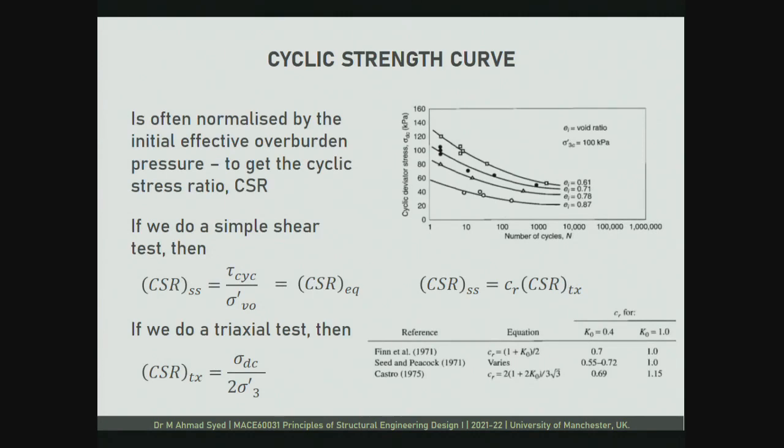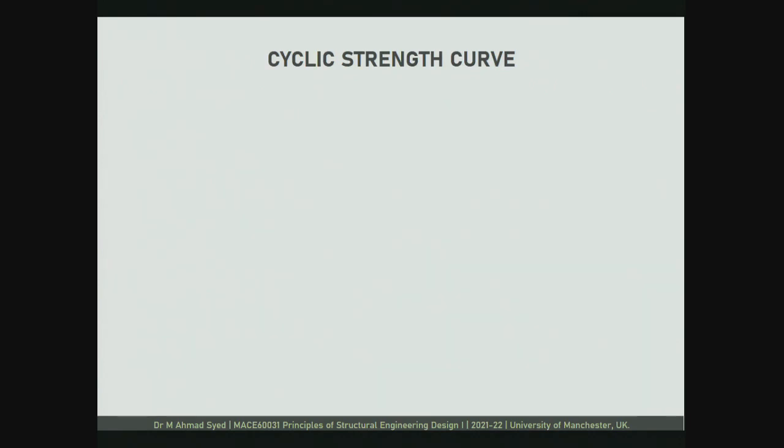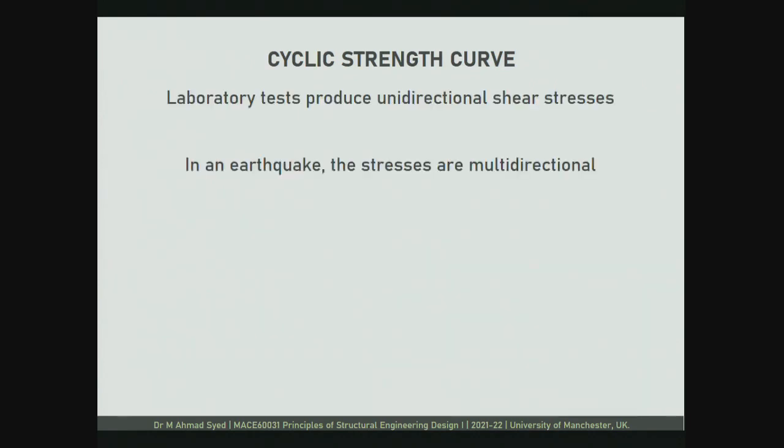Now laboratory tests, so that is how we can correlate laboratory tests to find out CSR EQ. But there is a small problem. Whatever laboratory tests we are doing, this type of triaxial test, it is capturing information in a unidirectional stress regime. You are only able to compress the soil. You have unidirectional shear stresses, but in an earthquake, your stresses are going to be multidirectional. So there is some disparity between what is happening on site and what we are trying to replicate in our lab by doing this cyclic triaxial test.